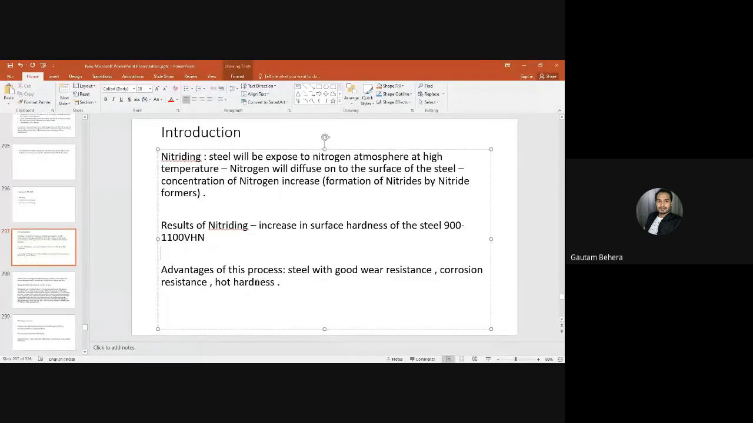Hot hardness, you understand. Suppose you have a steel whose surface has nitrides, and you want the steel to work at a high temperature. Even at high temperature, the hardness will not reduce. That is hot hardness: the hardness can be maintained even at high temperature. So you get high wear resistance of nitrided steel, high hot hardness, meaning the hardness or strength will not reduce at high temperature, and the corrosion resistance is also good.